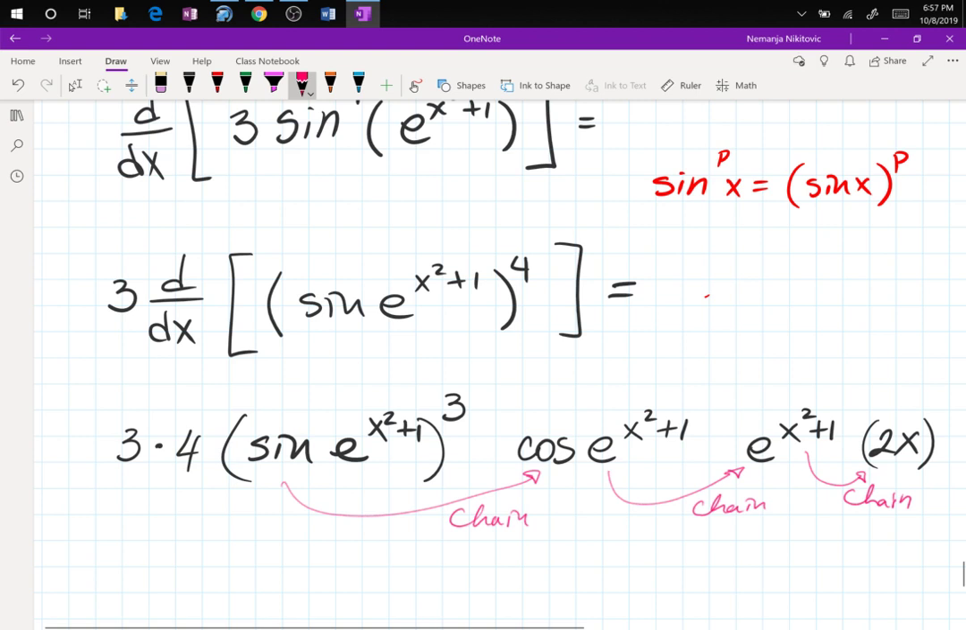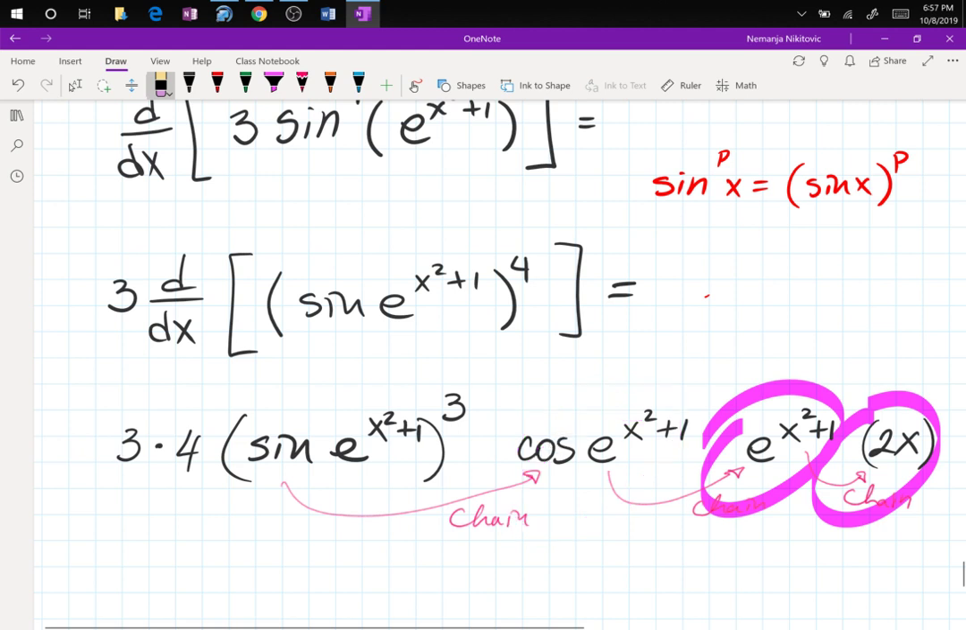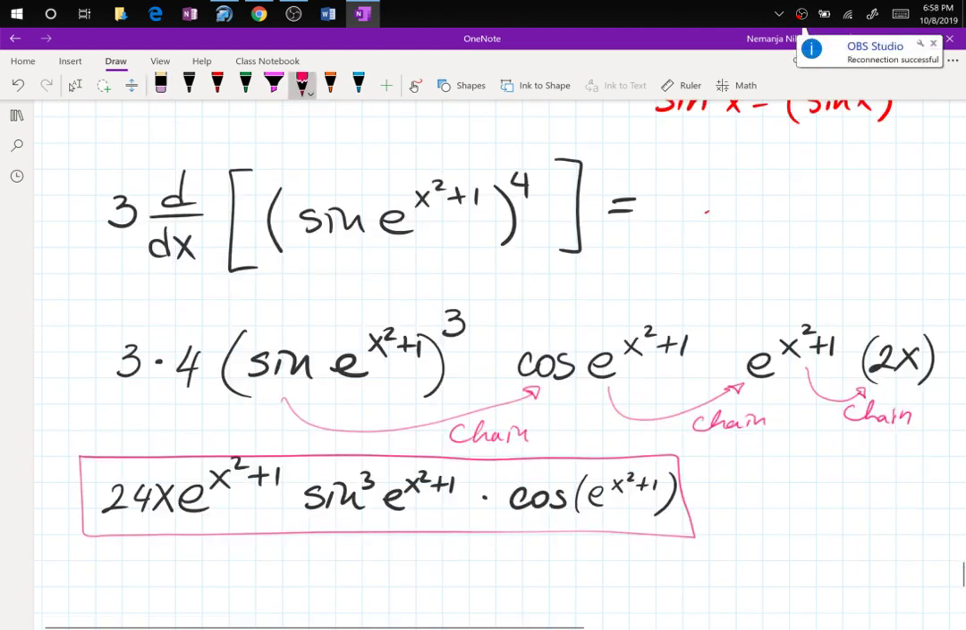There we go. Good one. So, how many functions? 1, 2, 3, 4. How many in the answer? 1, 2, 3, 4. All I need to do now is to push all of this on the pile. 3 times 4 times 2 is 24. So 24x, then write e, then write sine cubed e, and then times cosine e.